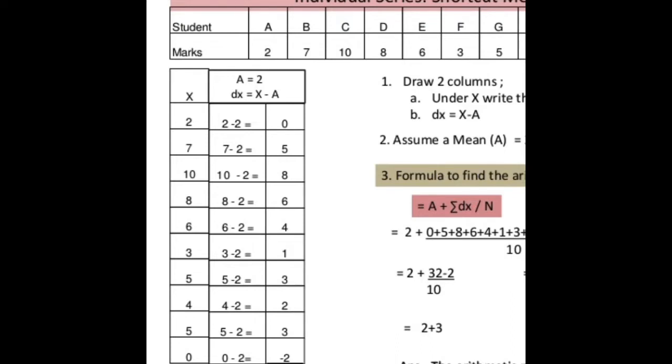Assumed mean in this case has been taken as 2. So we deduct 2 from the first value, that is 2, and we get 0. Same we do in case of 7. 7 minus 2 is 5. 10 minus 2 is 8, and so on. When we add the values of dx, we get sigma dx, which is equal to 30.